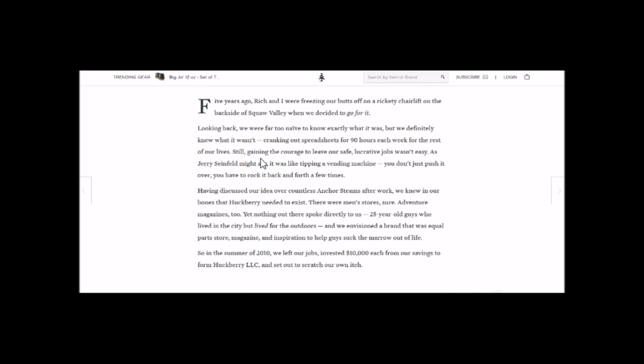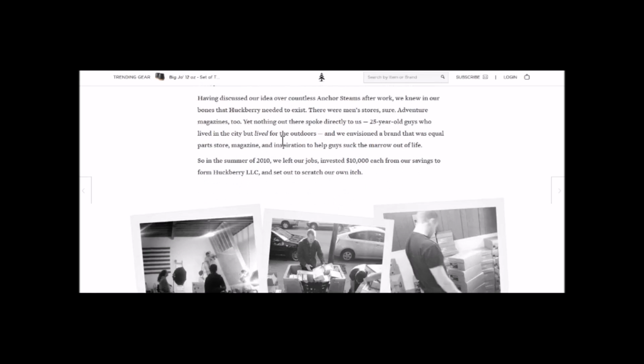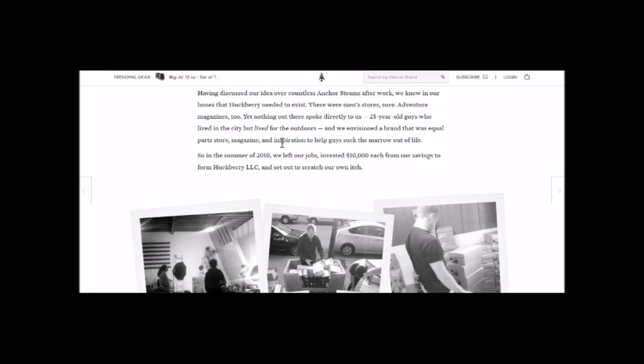Looking back, we were far too naive to know exactly what it was, but we definitely knew it wasn't cranking out spreadsheets for 90 hours each week for the rest of our lives. Still, gaining the courage to leave our safe, lucrative jobs wasn't easy. As Jerry Seinfeld might say, it was like tipping a vending machine. You don't just push it over, you have to rock it back and forth a few times. Having discussed our idea over countless hours of work, we knew in our bones that Huckberry needed to exist.